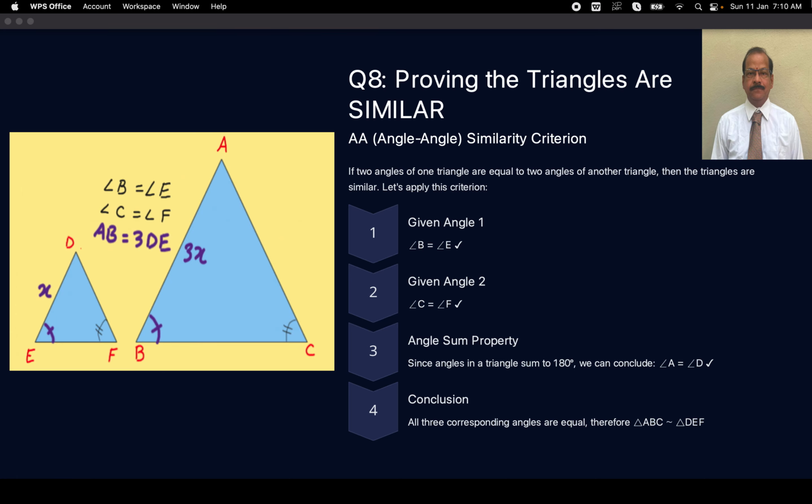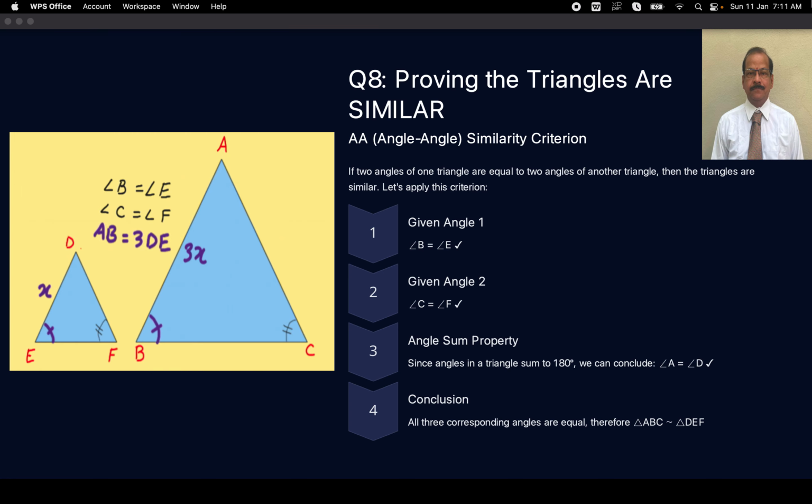Now, we have seen that all three angles are equal. This being the case, we can call them similar, because similarity of triangles means when all three angles of a given triangle are equal to the corresponding angles of another triangle, then these two triangles are said to be similar. Therefore, triangle ABC is similar to triangle DEF.